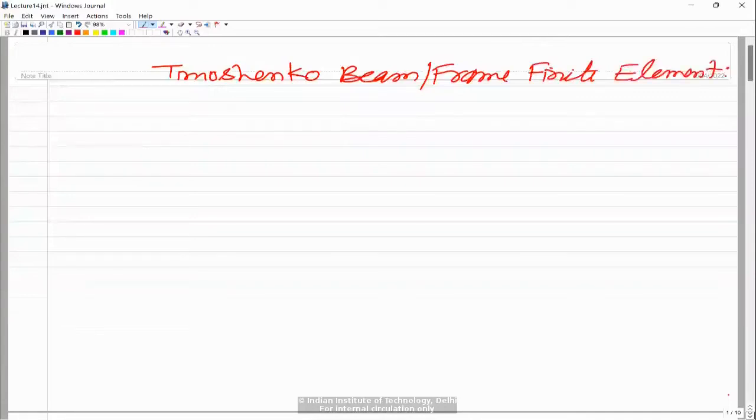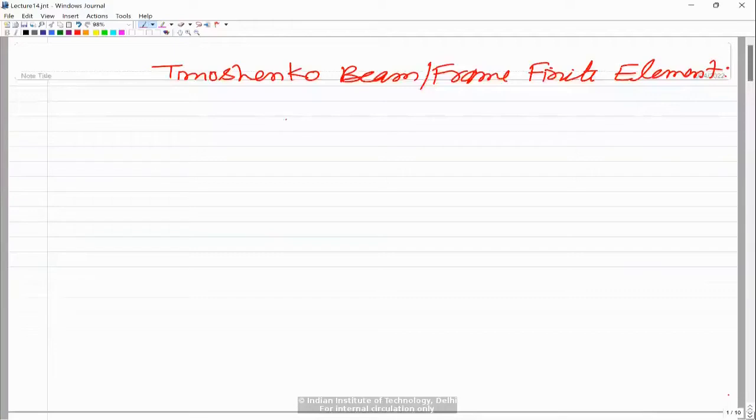As the name suggests, this is based on Timoshenko beam theory. Earlier we discussed the Euler-Bernoulli beam finite element, which is based on Euler-Bernoulli beam theory, which assumes that the normal to the middle surface or neutral surface remains normal after deformation. Whereas in the Timoshenko beam theory, this assumption is relaxed, so it becomes applicable to moderately thick beams. That is why we use this Timoshenko beam finite element.